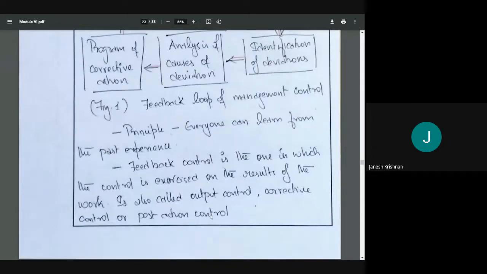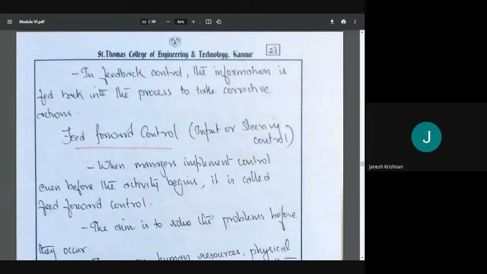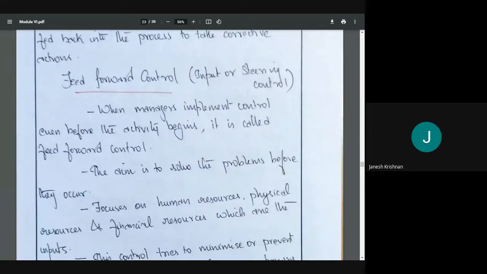Now, what is feed forward? Feed forward means the manager is anticipating the probable problem that may arise, and implements the corrective measures well before the work has started. So he or she knows what is going to happen, and we have to correct this in the beginning itself.